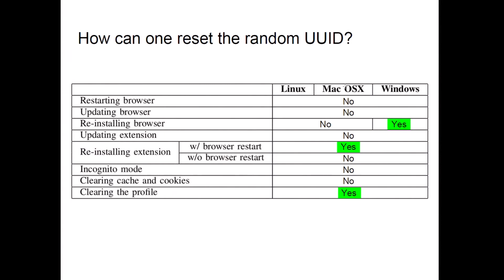Similarly, when reinstalling the extension, unless you restart the browser between uninstalling the extension and installing it again, you will have the same random UUID. And clearing the profile will basically delete all your installed extensions. Then you have to reinstall them, and then you will get a new random UUID. But none of this is really something that we want users to have to do if they want a new random UUID.